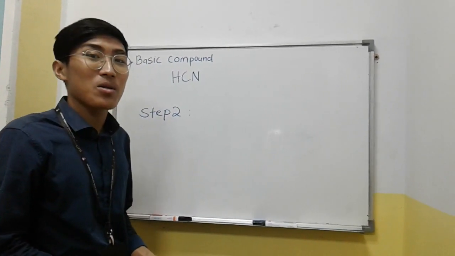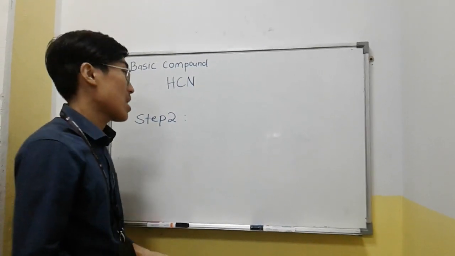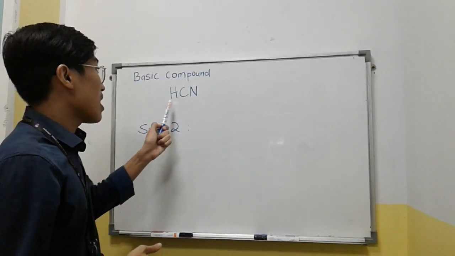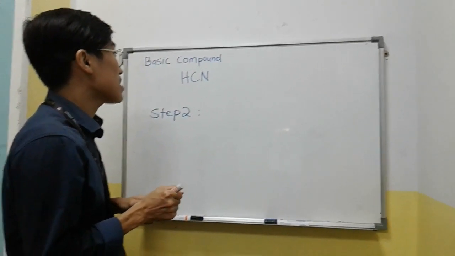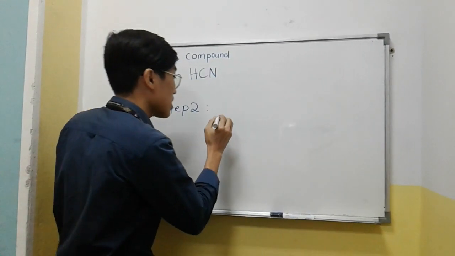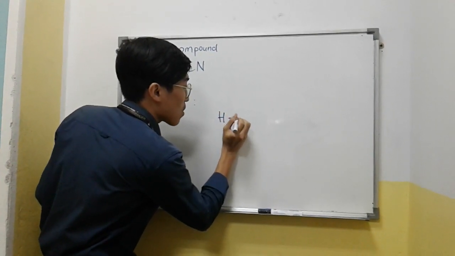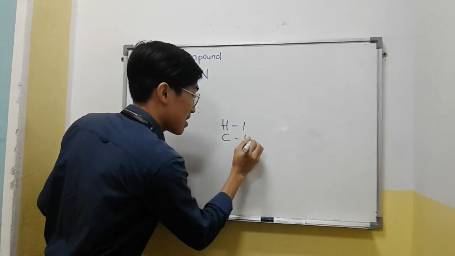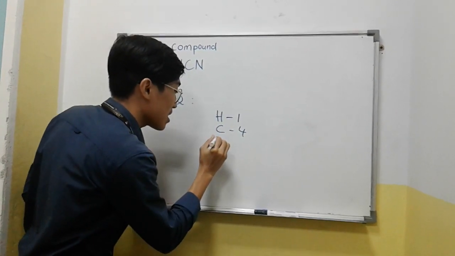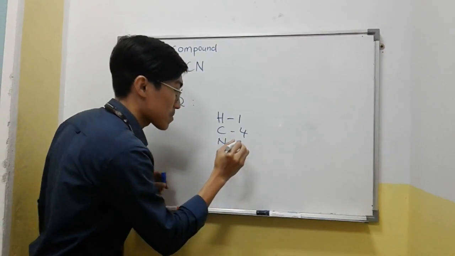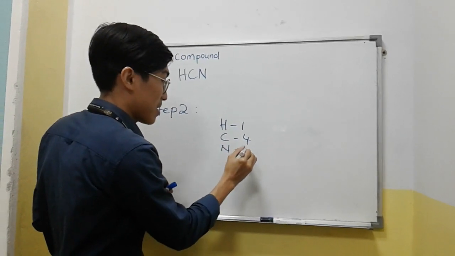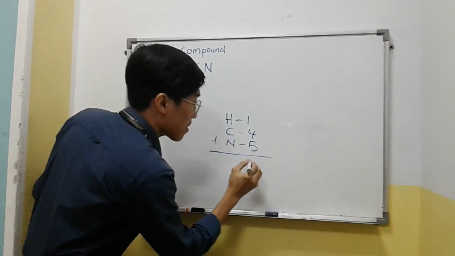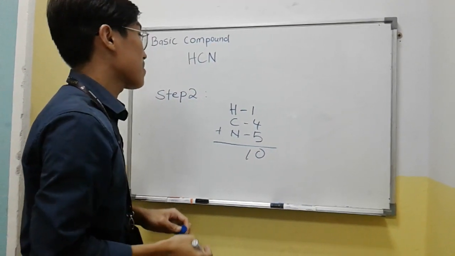The second step for drawing a Lewis structure for a basic compound is to calculate the valence electrons of the compound. For hydrogen, the valence electron is 1. For C, the valence electron is 4. And for nitrogen, the valence electron is 5. Add all of it and you get 10. So the valence electron count is 10 for this compound.